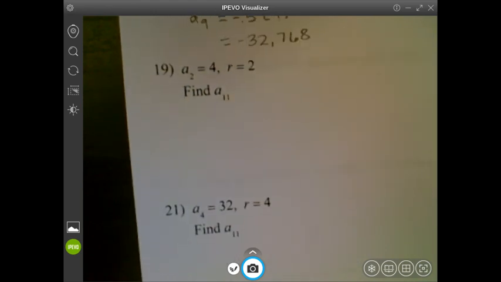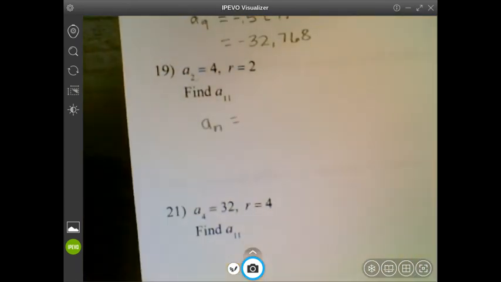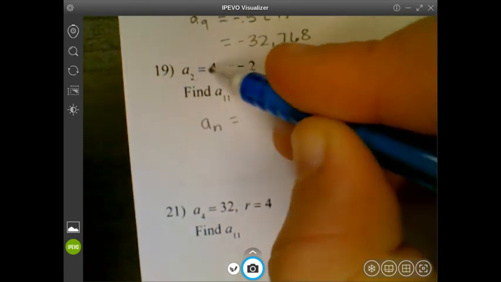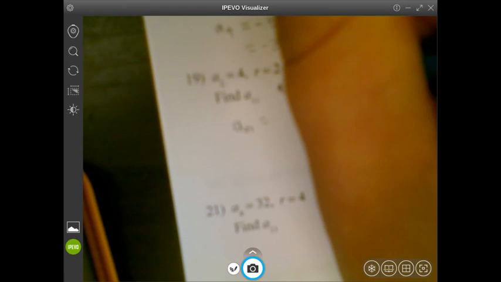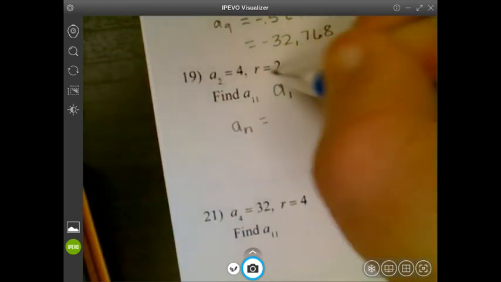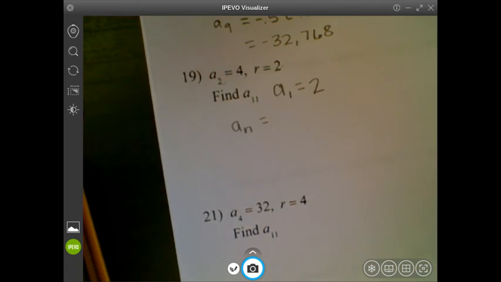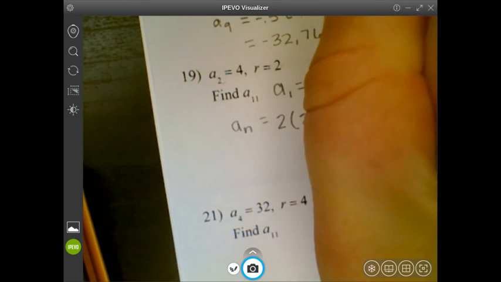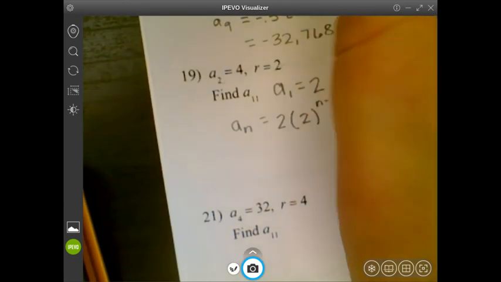All right, here's the next one. Instead of having a sub 1, they made it just a little bit harder and gave us a sub 2. So when we go to write this equation for a sub n, we have to go back and find that first term. Well, what's happening between the terms? We're multiplying by 2. So if you want to go back and find the first term, you would do the opposite of timesing by 2, and you would divide by 2. So 4 divided by 2 is just 2. So first term is 2. Common ratio is 2 to the power of n minus 1.